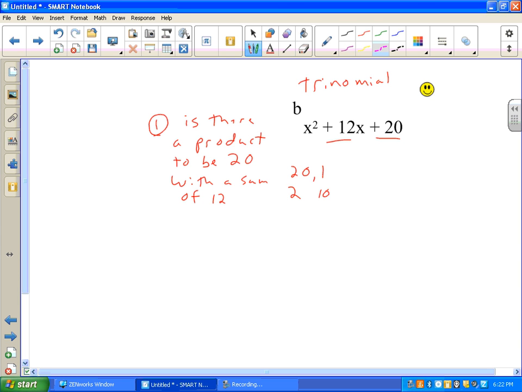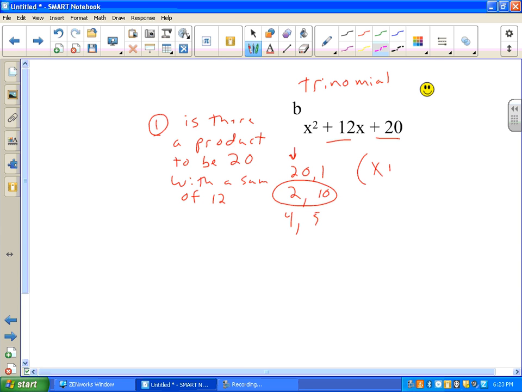I did that backwards with 2 and 10, but that's okay. I should have done 10 and 2, just if I'm going to go with the smallest one or the largest one. So 2 times 10 is 20. They multiply and they add up to be 12. 3 doesn't go into 20, 4 and 5. So these are the three sets. We're going to use this one.